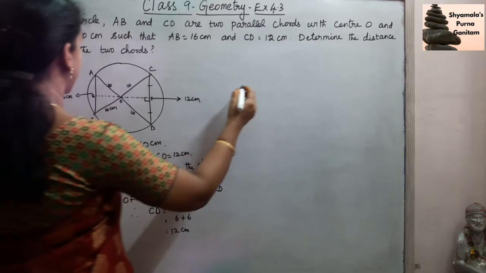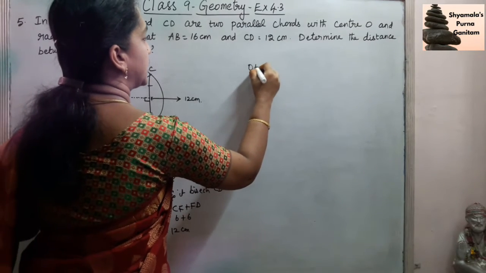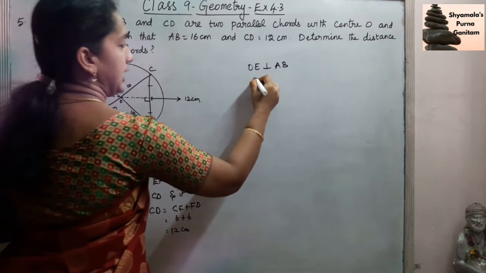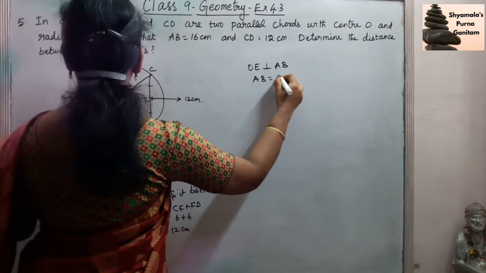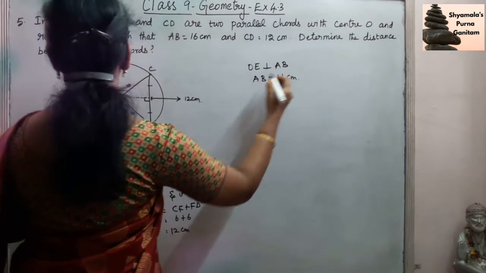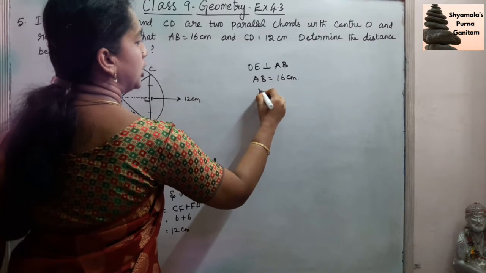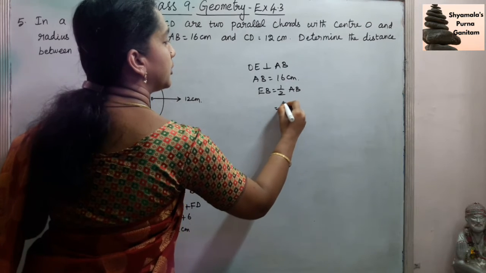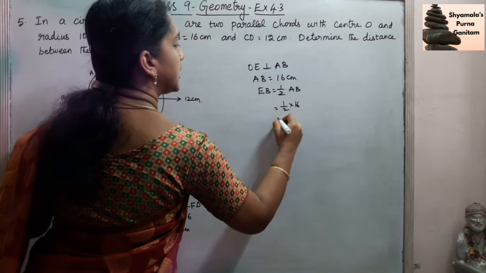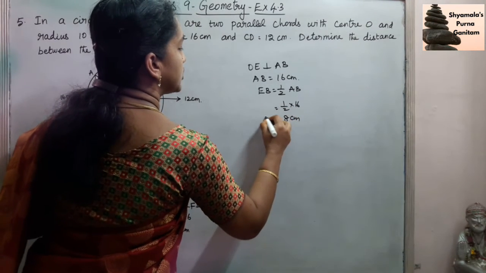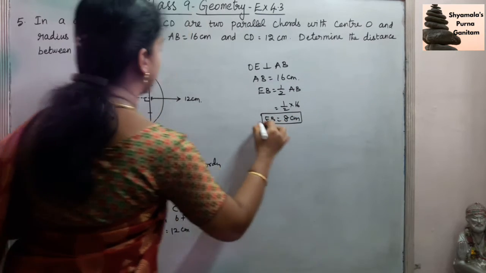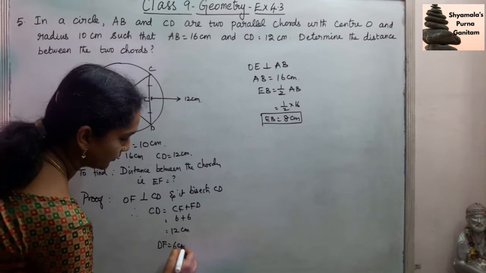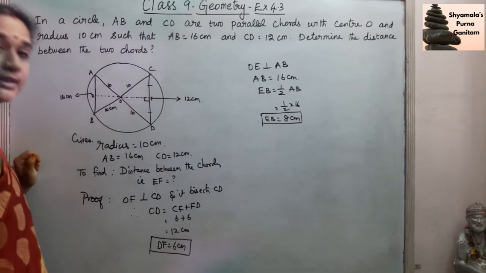In the same way, OE is perpendicular to AB. AB is equal to 16 centimeter. So EB is equal to half of AB, that is half of 16, that is equal to 8 centimeter. So EB is 8 centimeter here, and DF is equal to 6 centimeter here.